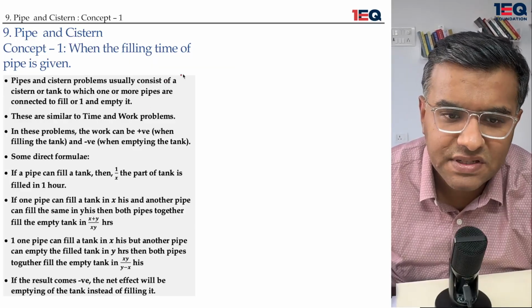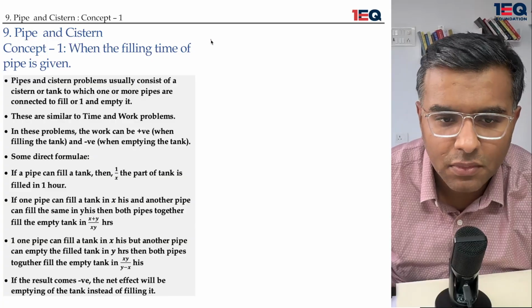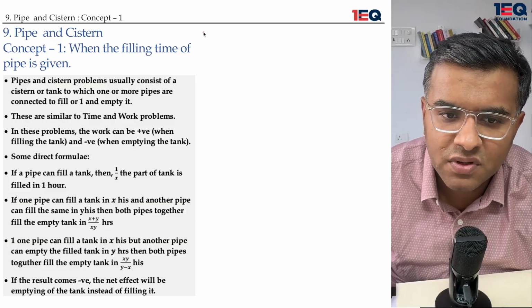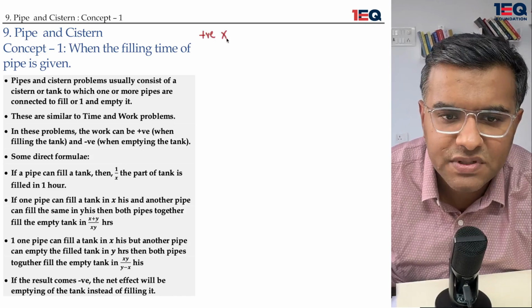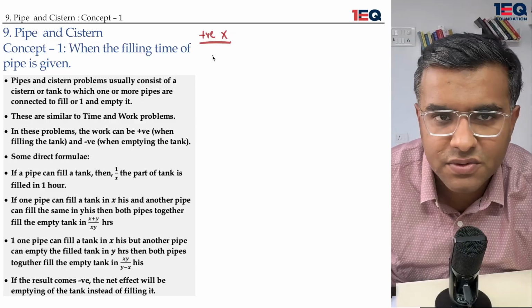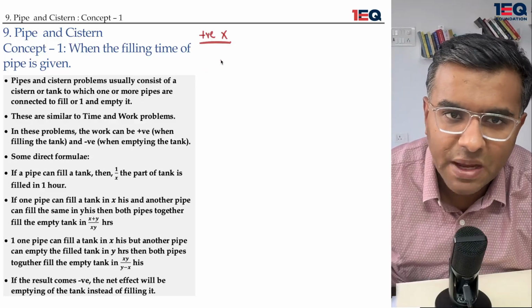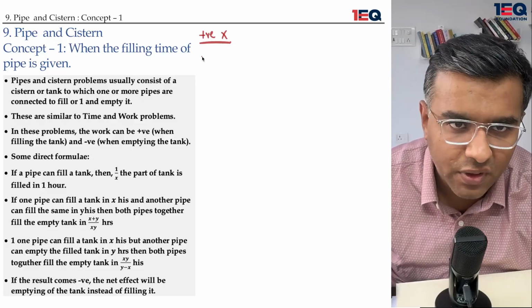The only difference is that in time and work, most of the work that was being done was positive work, and hardly anybody was destroying work. Everybody was doing only positive work. But in pipes and cisterns, there is a concept of destroying work.